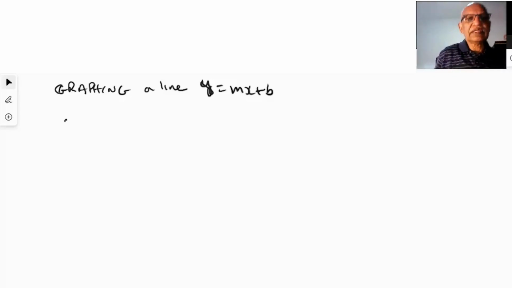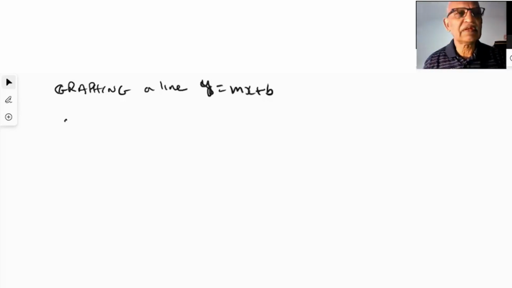Okay, today's lesson is graphing a line, if I am given an equation for a line or if I am given a slope. This is a basic concept we should know starting from grade 9 at the beginning of high school. So graphing a line, let's see the simplest one.